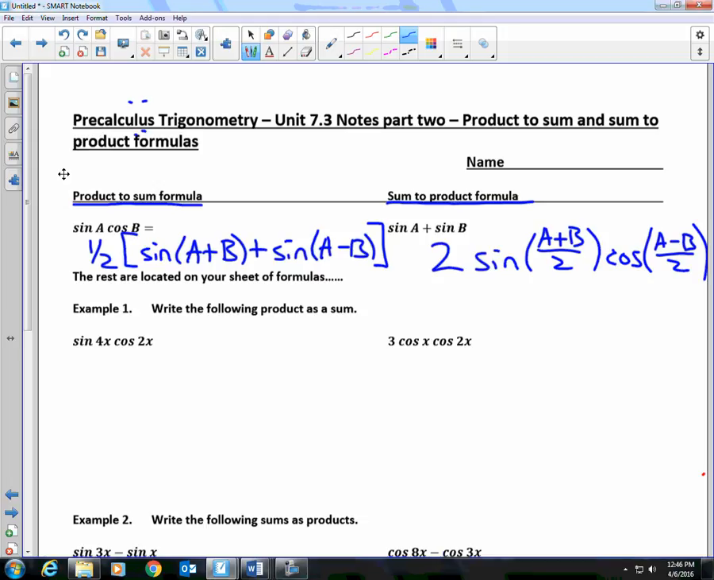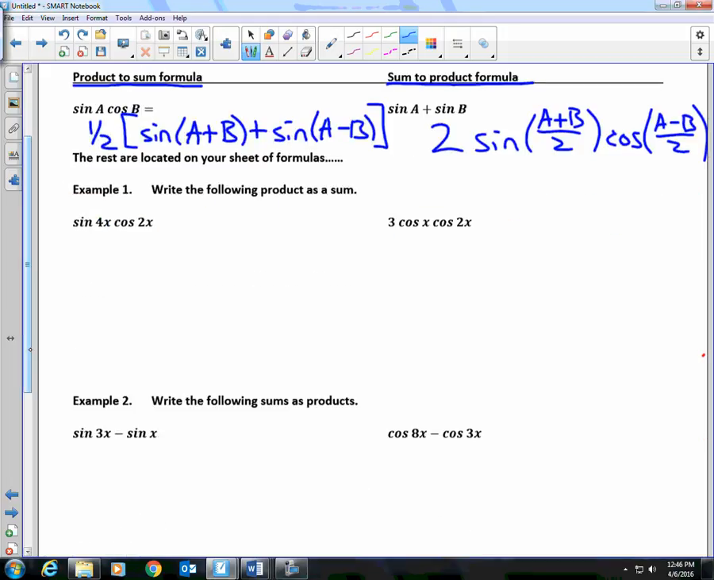So, you know how to locate them, right? Let's put them to use. It says the rest are located on your sheet of formulas. It says write the following product as a sum. So I want to take it as a product. I want to write it as a sum. Do we already have this formula written on the board? Great. So I'll write it down.